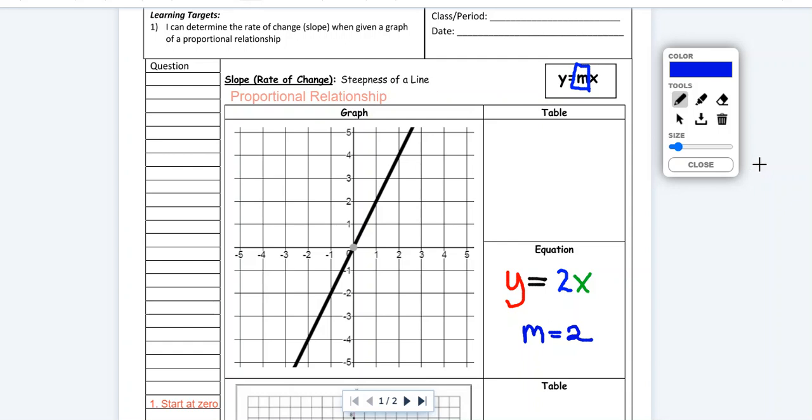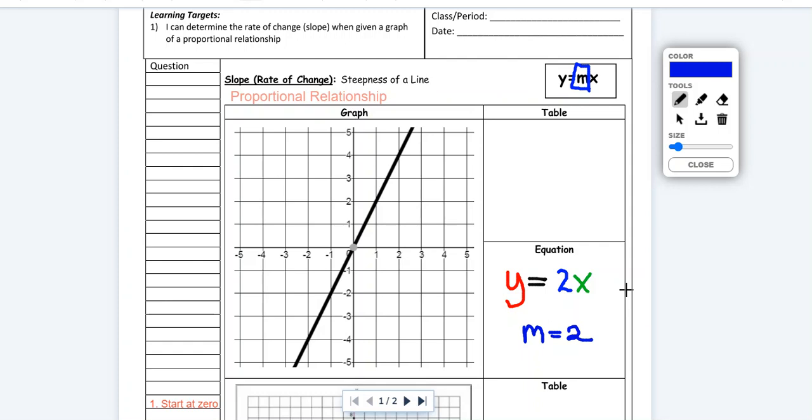Hello, today we're going to be continuing our discussion about slope. As you'll recall, slope is a rate of change and it's how we measure the steepness of a line. We call slope a proportional relationship because we're multiplying x by the slope to get y. So because it's a multiplicative relationship, we call it proportional.